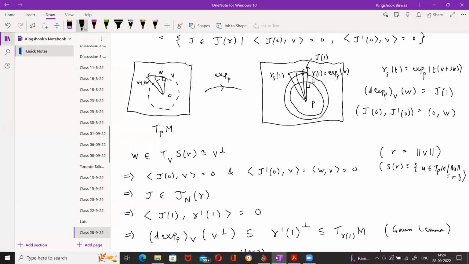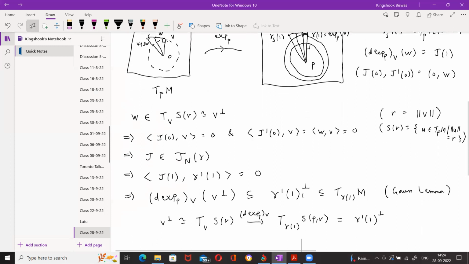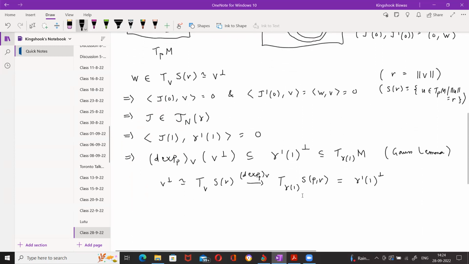Sir, the last equality that you have written, that this tangent space to the sphere is equal to the gamma prime 1 part. Why is that? Right. This is not equality, this is identification. No, this is actually equality, right? Both are subspaces of T gamma 1 M.